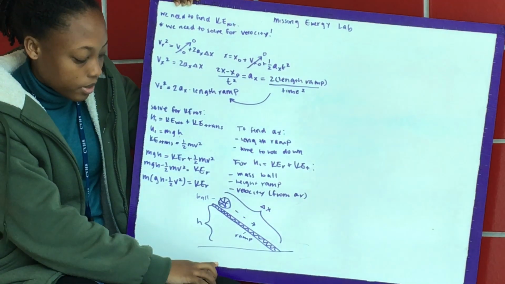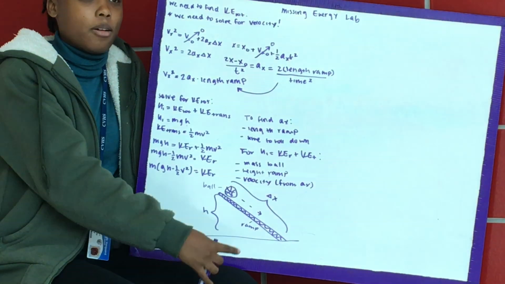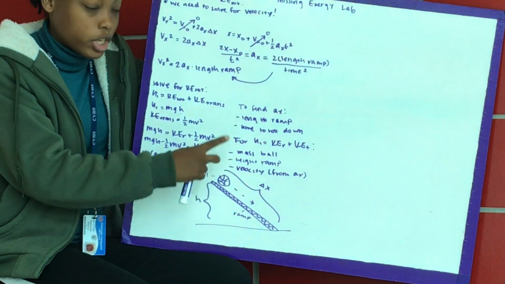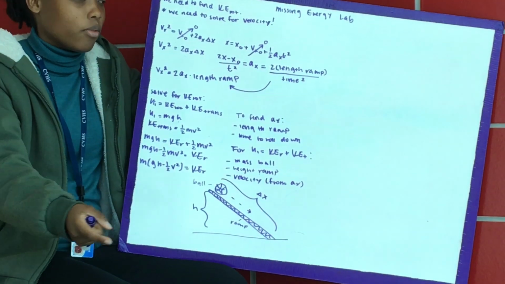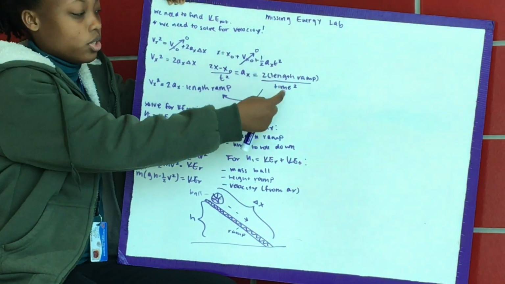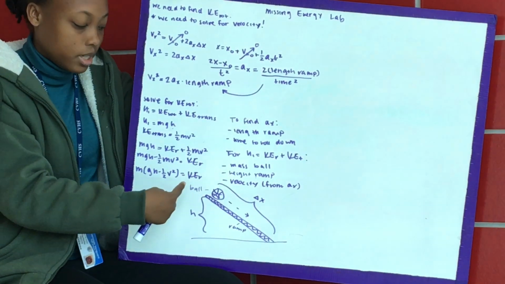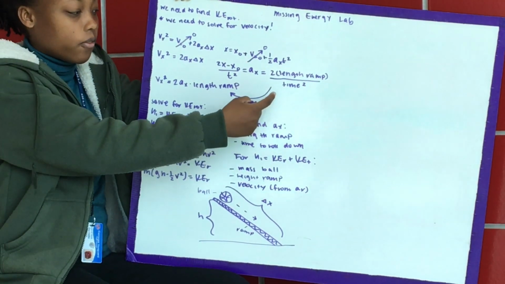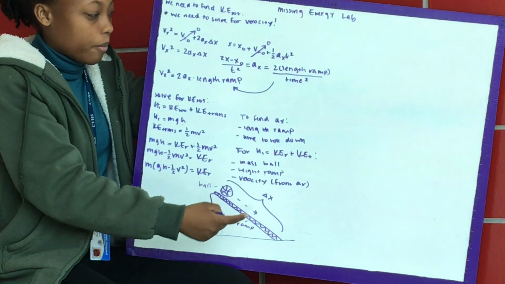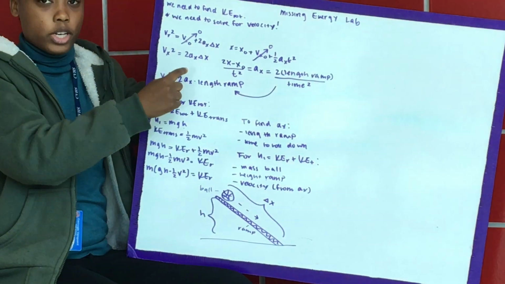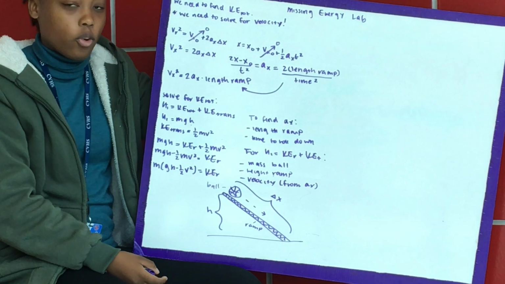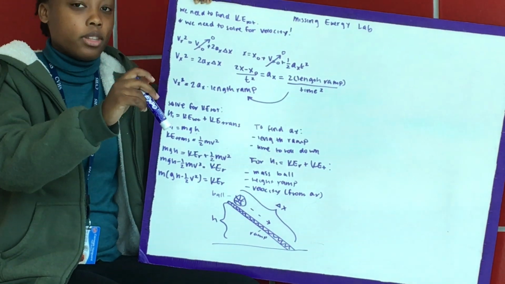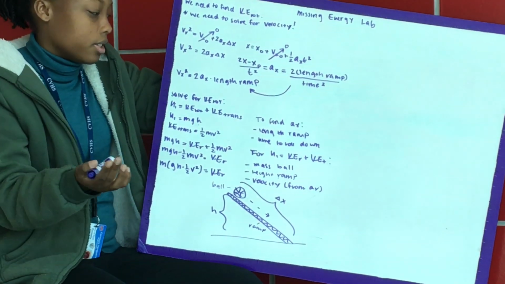And so as we can see from this diagram down here, the change in x, or the distance, is the length of the ramp. So we can also say that this is 2 times the length of the ramp over the time it takes to roll down squared. So that's how we solve for acceleration. Once we solve for acceleration, we can plug this into this equation and solve for velocity squared. And then you square root that velocity to get what regular velocity is.